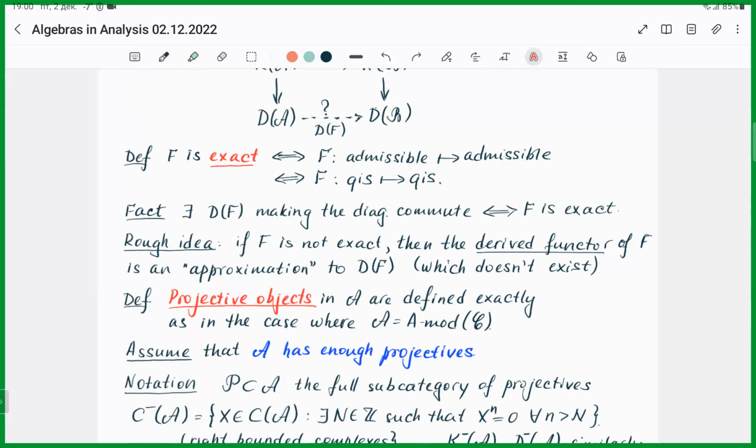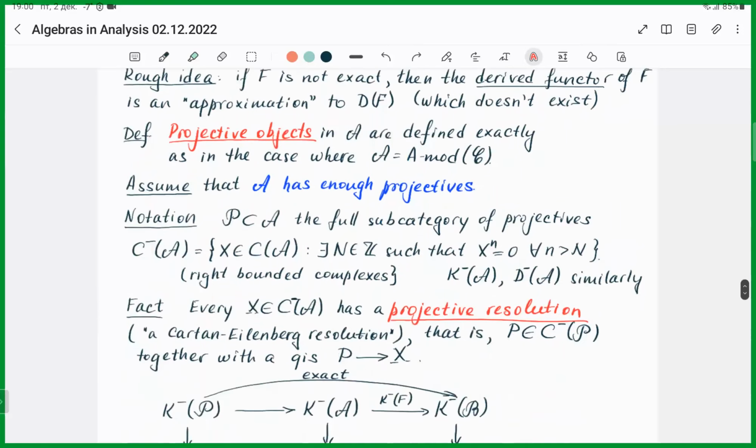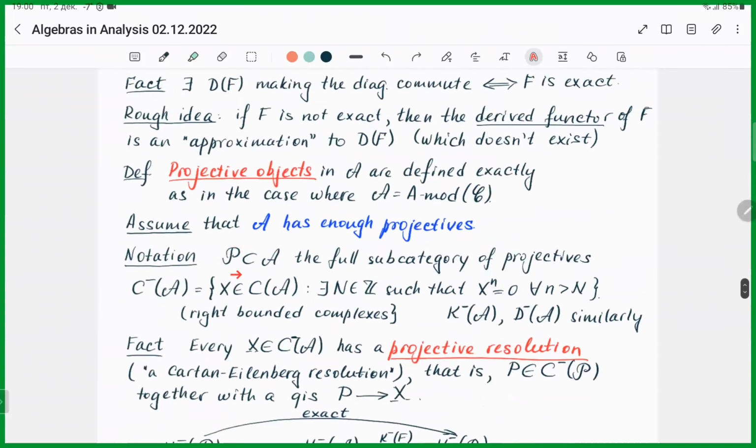Okay, so we assume that A has enough projectives. We denote by P the full subcategory of A consisting of projective objects. Also, for technical reasons, we will consider not arbitrary co-chain complexes, but only those complexes which are right-bounded in this sense. So we denote by C minus of A the category of those co-chain complexes which satisfy this condition. So Xn should be 0 if n is big enough. And similarly, we consider the homotopy category of right-bounded complexes and the right-bounded derived category, D minus of A.